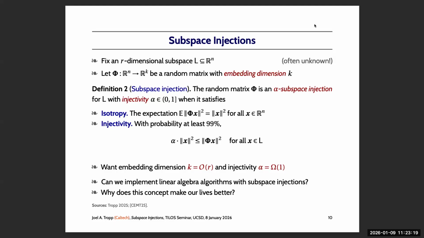Okay. So now there are two questions that arise. This is obviously an easier condition to check than the subspace embedding property because we only have one inequality instead of two.